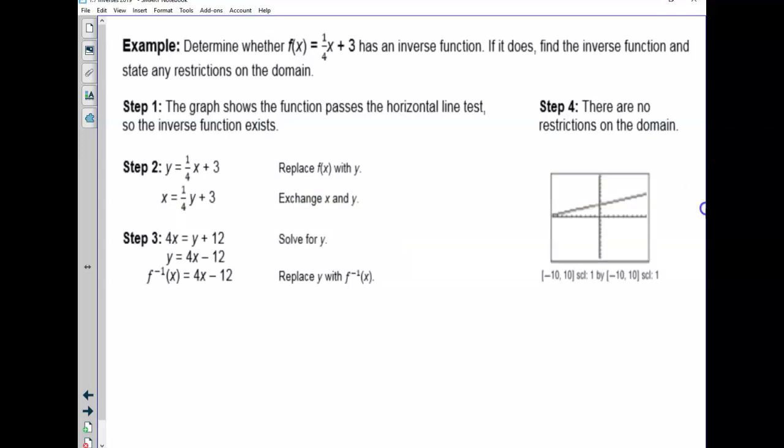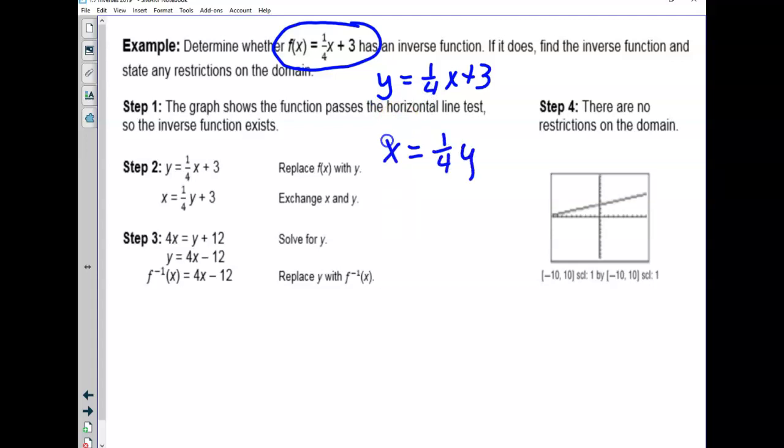All right, so the first one is linear. You don't have to do this one, it's already done on your worksheets. But this would be y equals 1/4 x plus 3, which is a line, so it's going to pass the horizontal line test. Everybody with me? Then to find the inverse function, you would switch the x and the y.